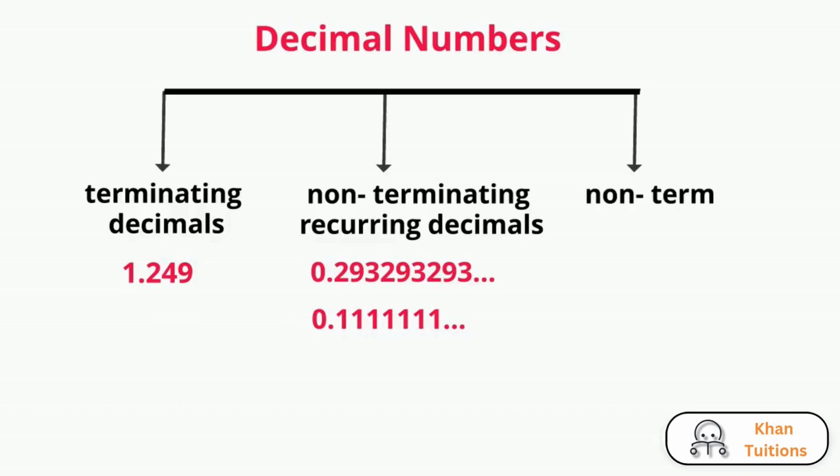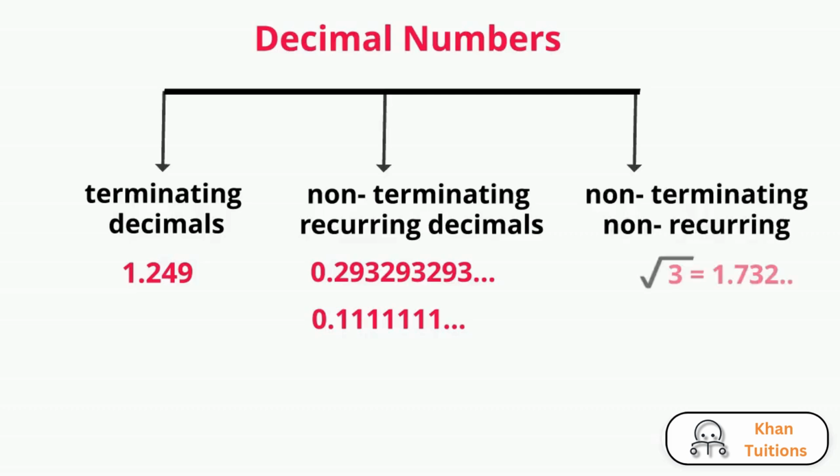Then we have non-terminating, non-recurring decimal numbers. Their name already shows what they are. These decimal numbers don't stop and also have no specific pattern of recurring, like under root 3.